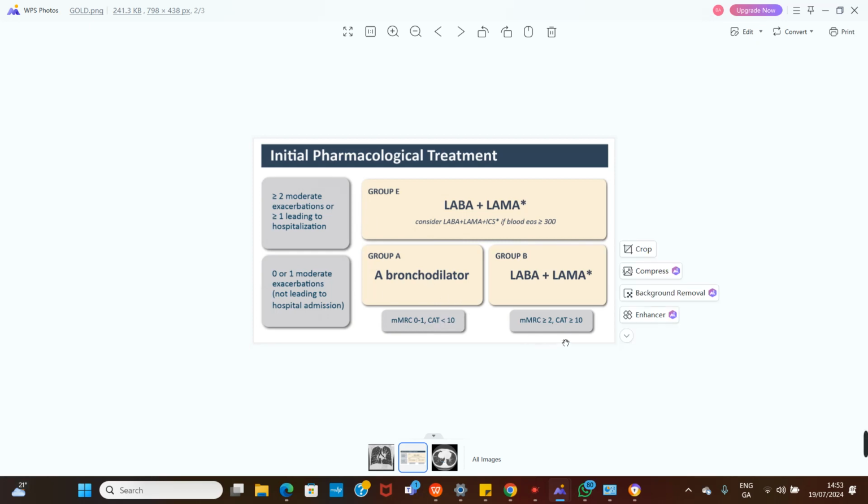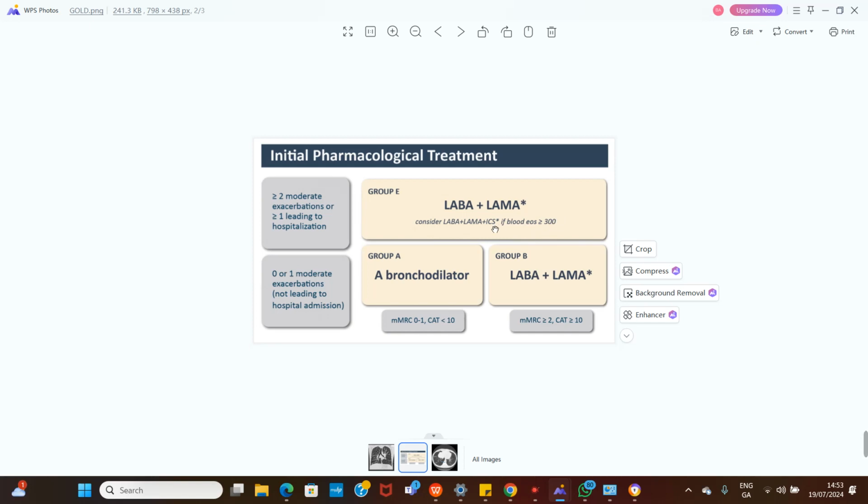If the CAT score is greater than or equal to 10, group B. So what do you give people with group A? Just place them on their SABA or SAMA, any one of them, short acting. Group B, LABA plus LAMA. And that is also what you are going to be giving people with group E: LABA plus LAMA. But if people with group E have increased blood eosinophilia, more than 300, add ICS.